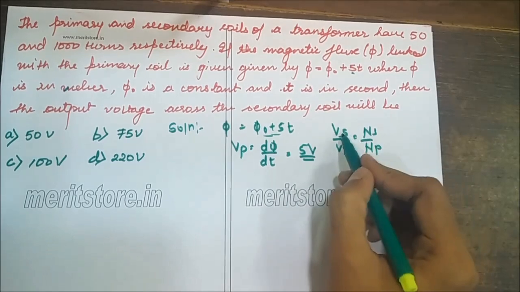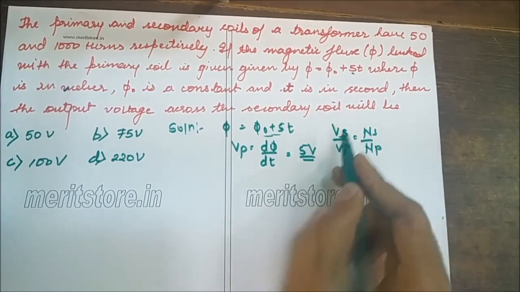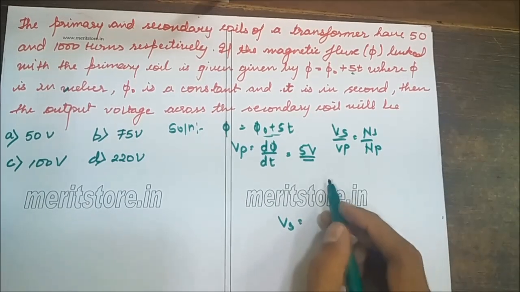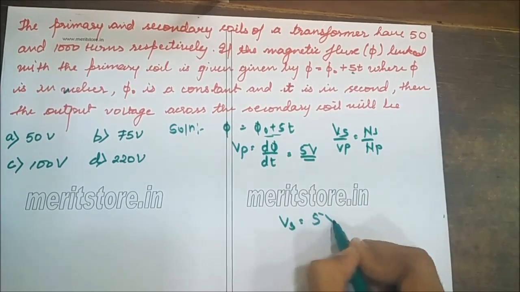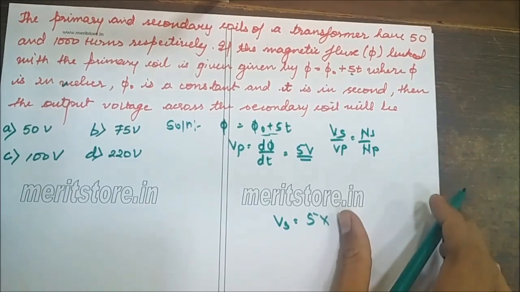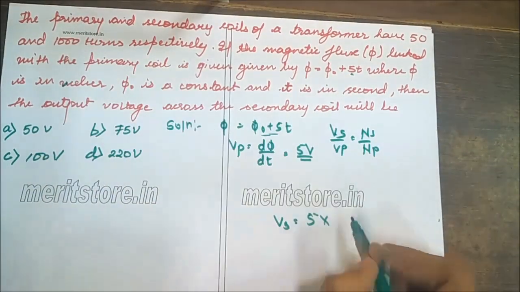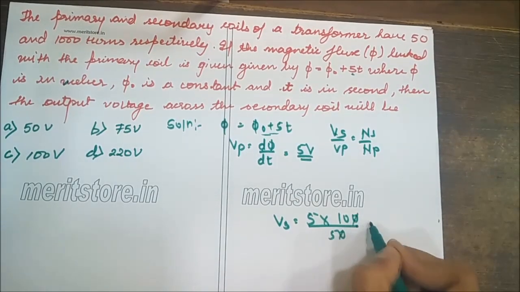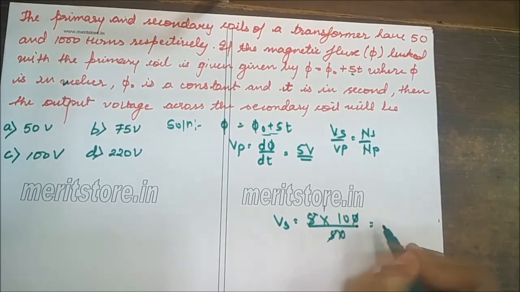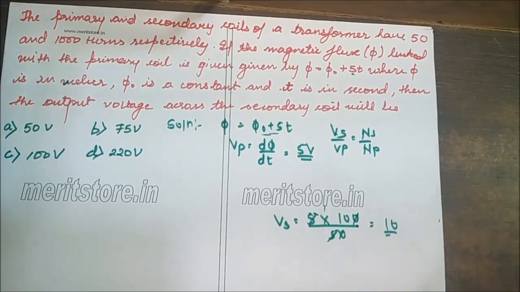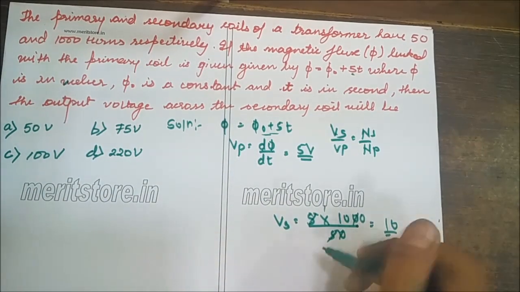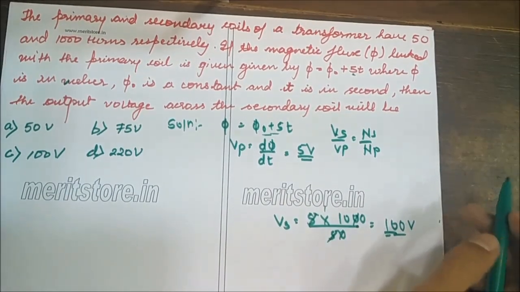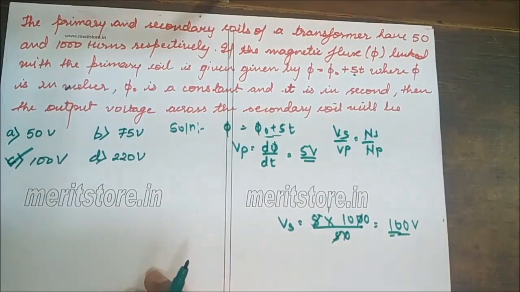Okay, so we need to find the voltage across the secondary. Vs equals Vp, the voltage across the primary, multiplied by Ns, the secondary turns, upon Np, the primary turns. We have 1000 turns in the secondary and 50 turns in the primary, and the primary voltage is 5 volts. So that becomes 100 volts across the secondary coil. Okay, so C is the correct option.